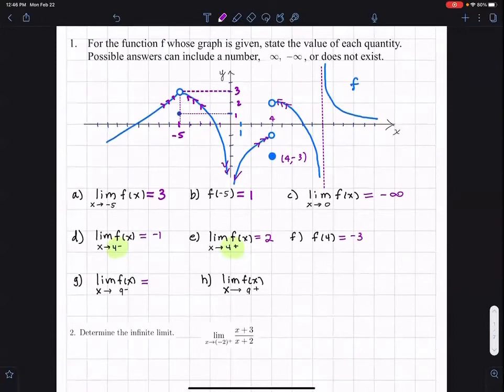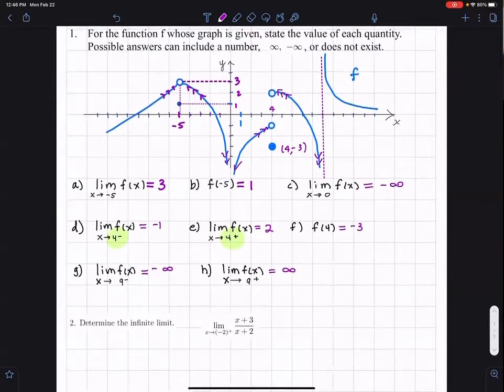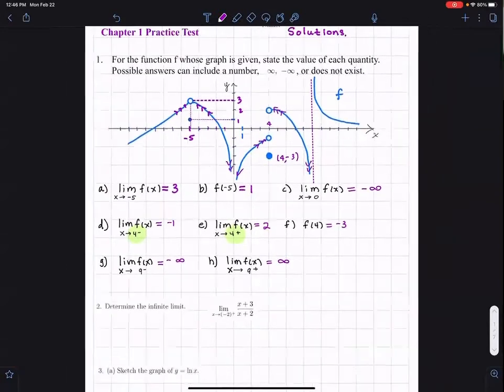9 from the left. What are we going to get? Is it infinity? Well, no, it's going down though. Yeah, negative infinity. And from the right? Positive infinity. Yeah, I think that's what it is. Everybody agree?